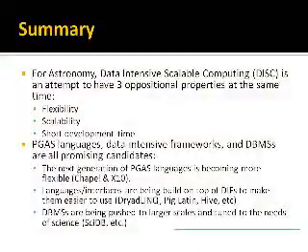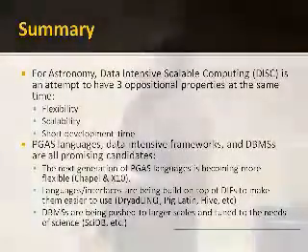So just a summary slide. For astronomy, data-intensive scalable computing is an attempt to have 3 oppositional properties at the same time.